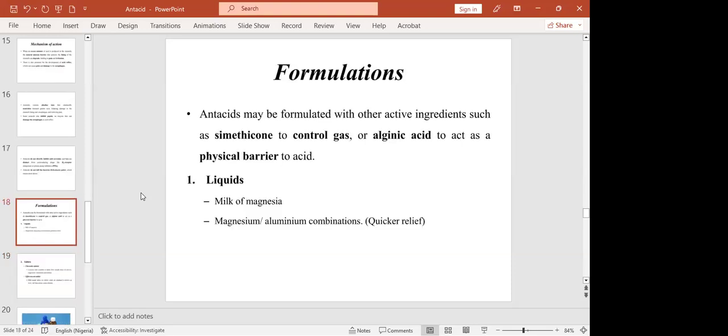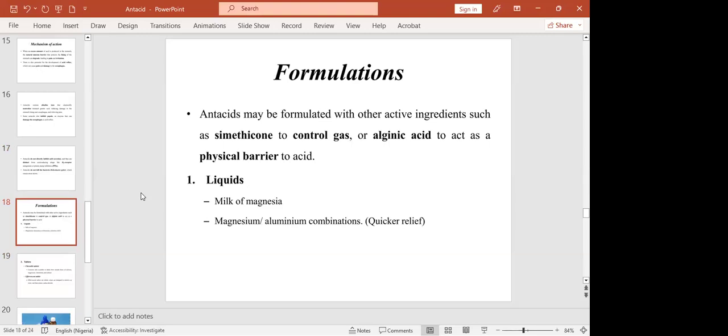So what are some formulations? Antacids may be formulated with other active ingredients such as simeticone. Simeticone, you will commonly find it in Gaviscon. You find it in Gascol. What it does is help to control gas, or alginic acid acts as a physical barrier to the acid.